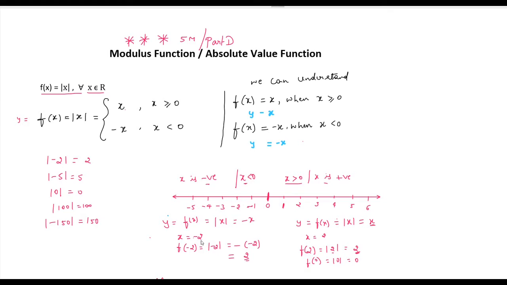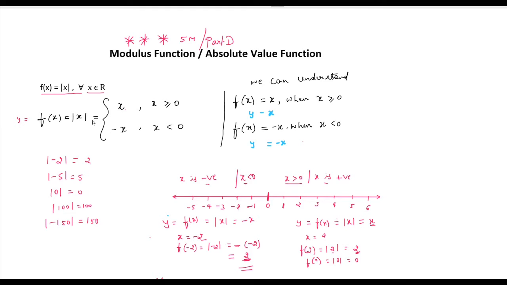So whenever x is negative, the function will be not just x, it is minus x. So x is already negative, and with a negative sign, minus of minus will make the function positive. That is absolute value, which makes it a positive quantity. So hope this part of the function is clear.